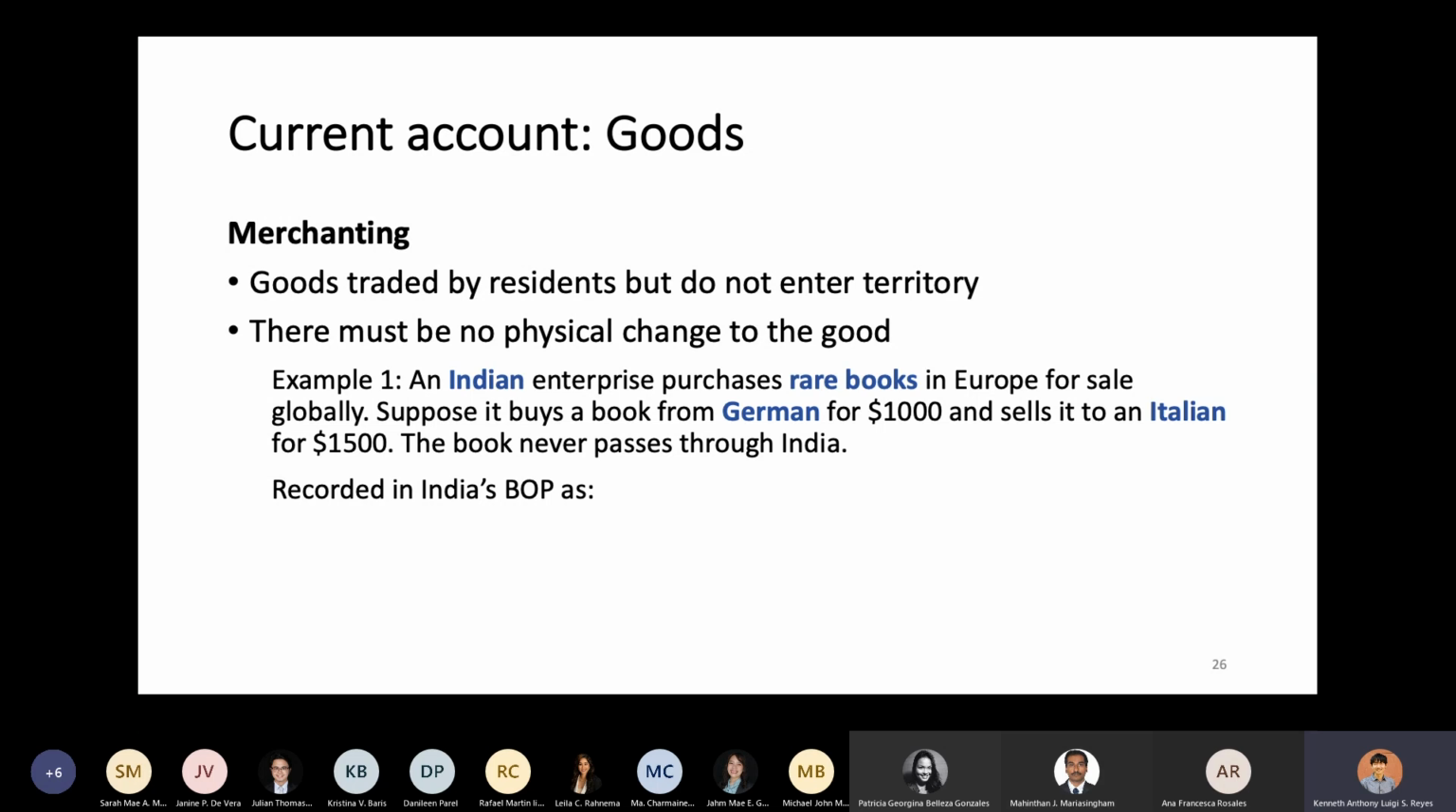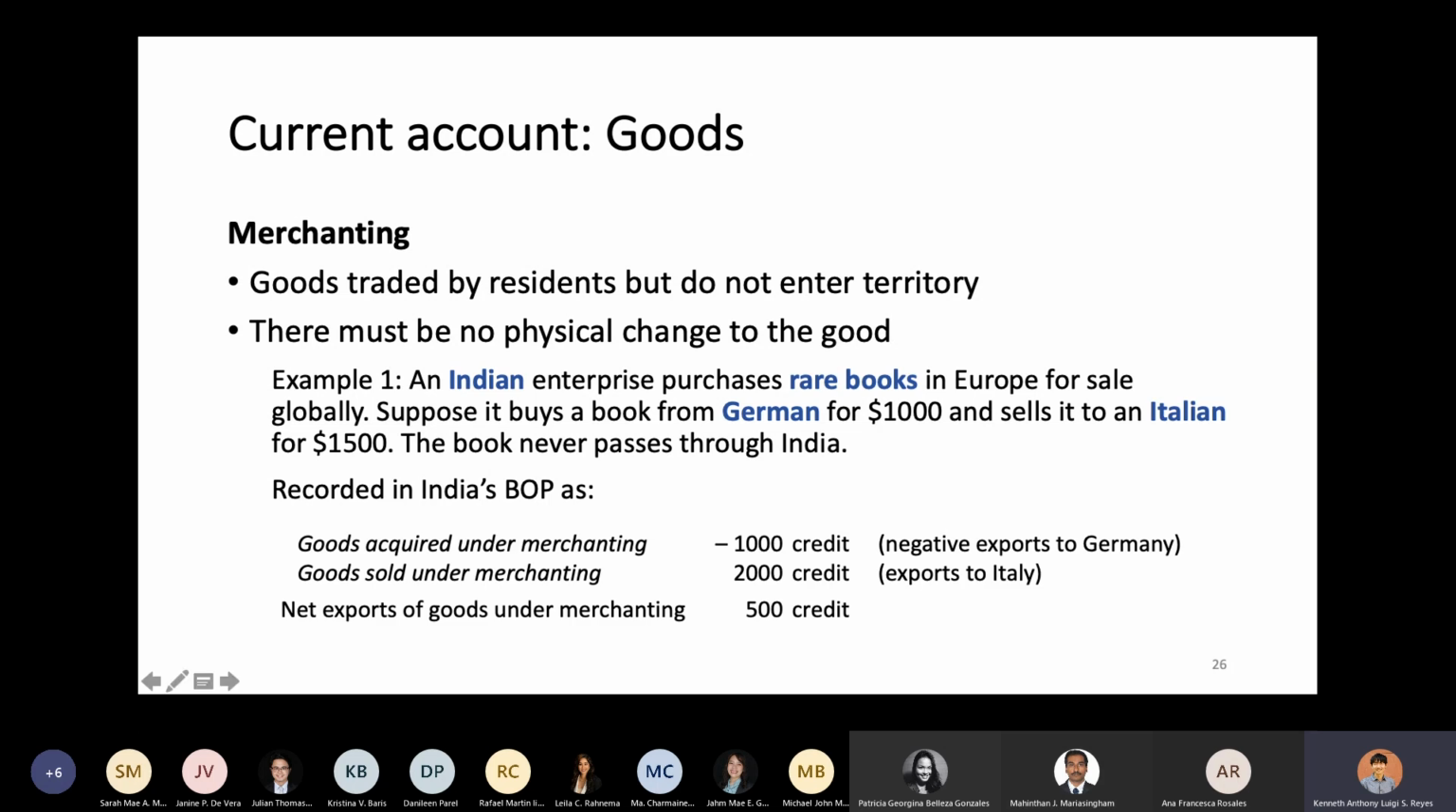Let's say an Indian enterprise purchases rare books in Europe for sale globally. So let's say it buys a rare book from Germany and then it sells it to an Italian. The book itself never passes through India, but the enterprise is Indian. So this will be recorded in India's BOP as goods acquired under merchanting.